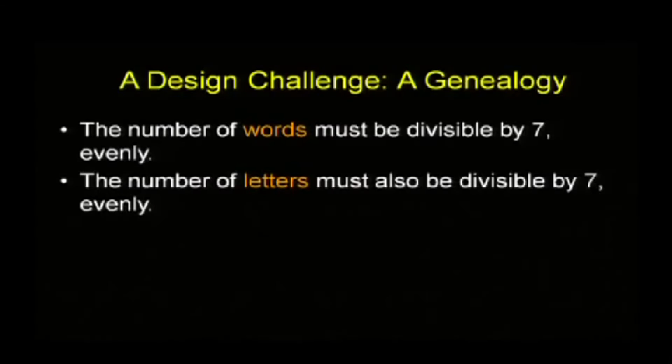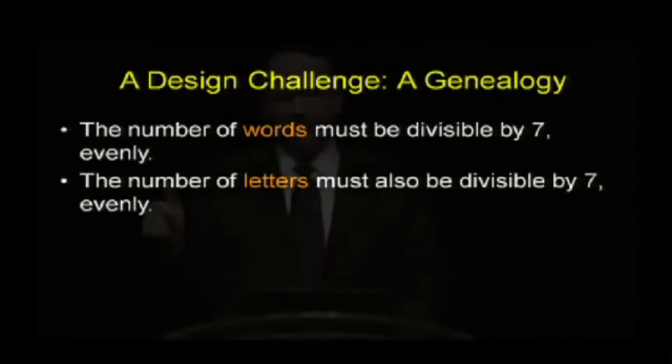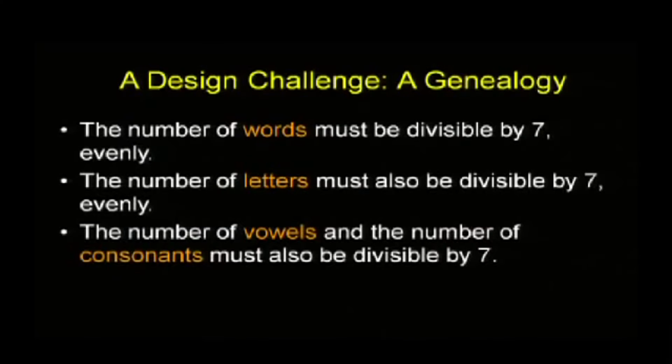Except I've got another condition I want you to meet. I want the number of letters that you use, if you count them up, to be divisible by 7 exactly. Now that's a little tougher, isn't it? Because you might get the words to come out, but you need to get the letters to come out. But by fudging around, you could probably do that. Except I want the number of vowels and the number of consonants each to be a multiple of 7. How many are still playing with me?